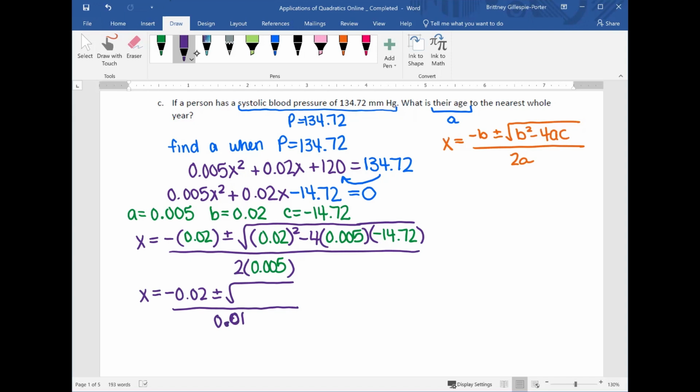Let's go back to what's under the radical. You're going to take this entire radicand without the radical, plug it into your calculator, and you should be getting 0.2948. If you're not getting that, double check your parentheses and whether you dropped any signs. When you take the square root of the 0.2948, we should be getting negative 0.02 plus or minus 0.01, but that radical should now be 0.54295.